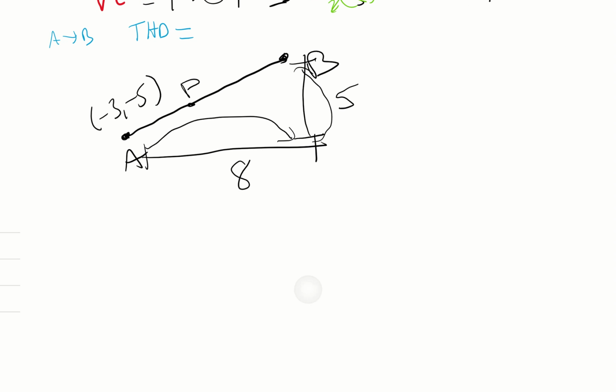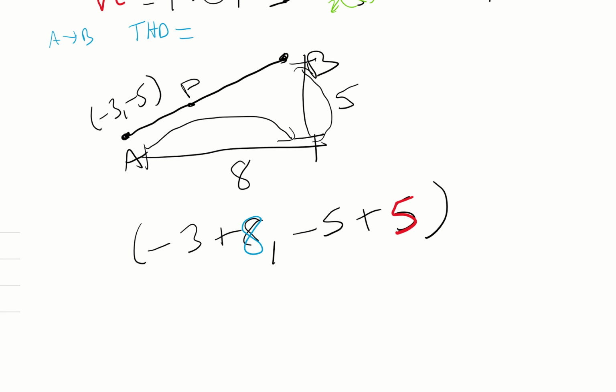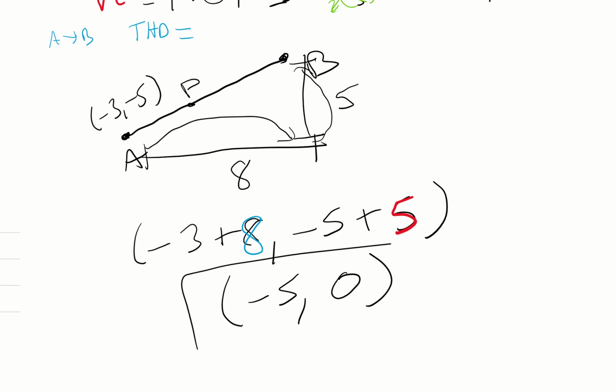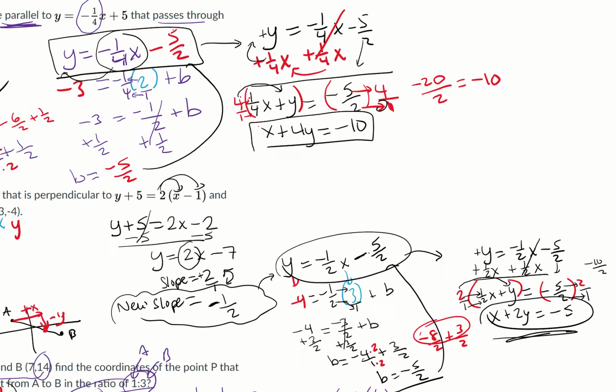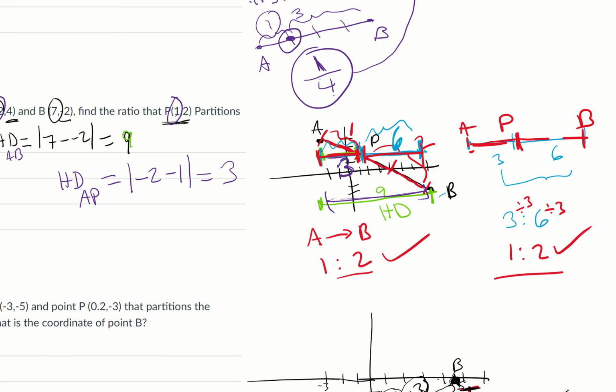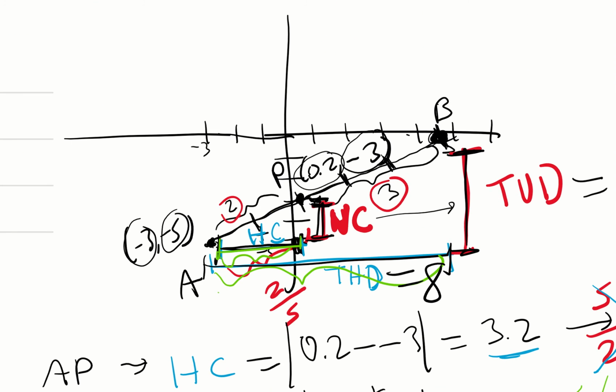So in order to move 8 to the right, I'm just going to add that to X. In order to move 5 up, I'm going to add that to Y. And then so this was my total vertical distance. This was my total horizontal distance. So -3 plus 8 is -5. -5 plus 5 is 0. And that is my coordinates for B. So notice that that was very close to what I had here in the drawing. Right here. So it's very close to 5, 0.